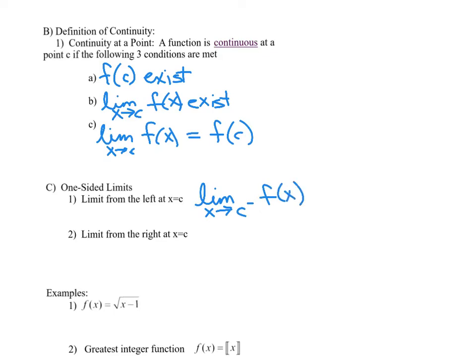So this means take the limit as x approaches c coming from the left side of the function. For the limit from the right, I'm sure you remember from pre-calculus, this is going to be the limit as x approaches c, and this time we'll put a little superscript of a plus showing that I'm approaching from the right side of c.